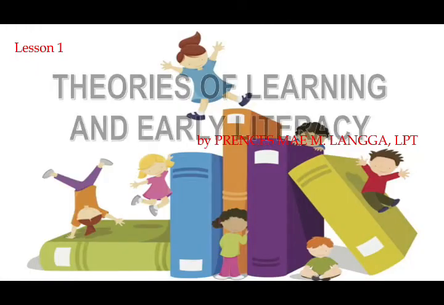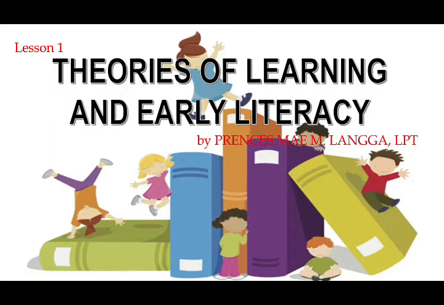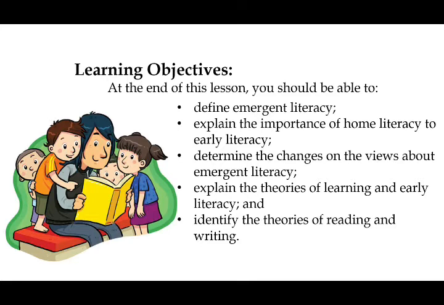Alright? So without further ado, our first lesson is entitled Theories of Learning and Early Literacy. Alright, so our learning objectives, there are 5, class. The first one, define emergent literacy. Second, explain the importance of home literacy to early literacy. Third, determine the changes on the views about emergent literacy. Fourth, explain the theories of learning and early literacy. And fifth, identify the theories of reading and writing.